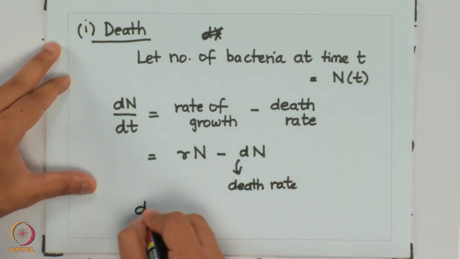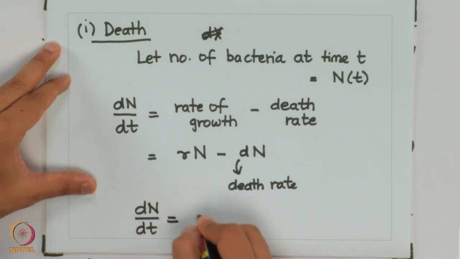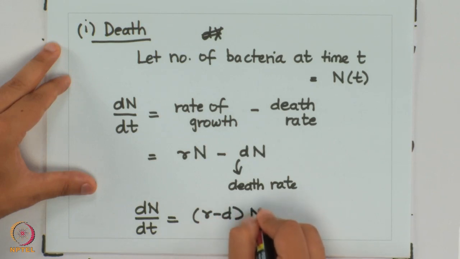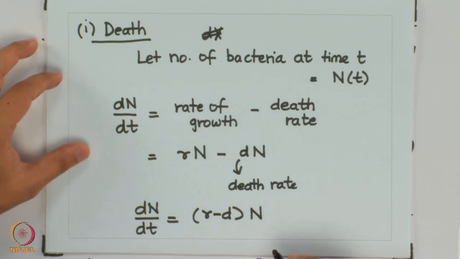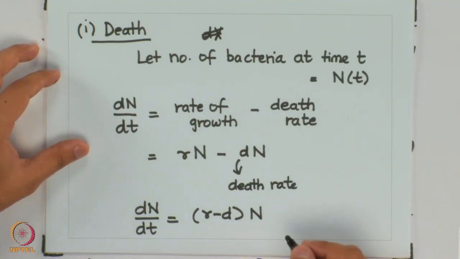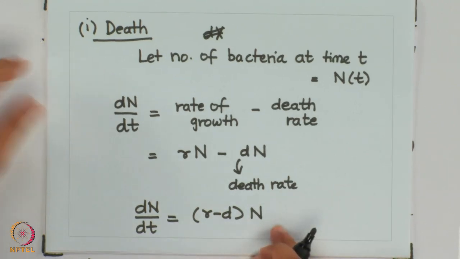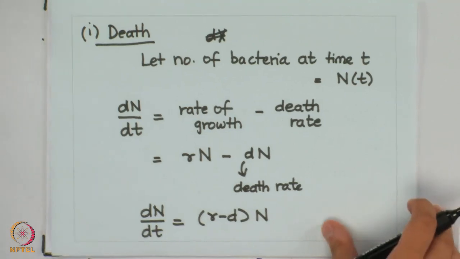So again dn by dt can be written as (r minus d) times n. This equation looks very similar to the one that we had gotten from the differential calculus approach, which was just dn by dt equals rn. And hence the solution to this equation also looks very similar to the solution we had received in that approach.